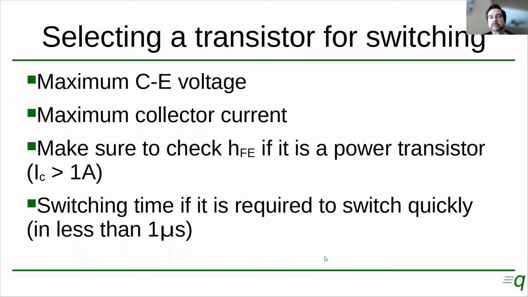The other one is maximum collector current, right? If you want to switch a load that takes 100 milliamps, one transistor will be enough. But if you want to switch a load that takes 2 amps, maybe a medium-sized motor, that will require a bigger transistor, a power transistor. And make sure you check HFE, or beta, or the DC gain if it is a power transistor, right? If you're going to be switching 2 amps, 3 amps, or whatever, power transistors have lower values of beta. So make sure you use that one in your calculation.